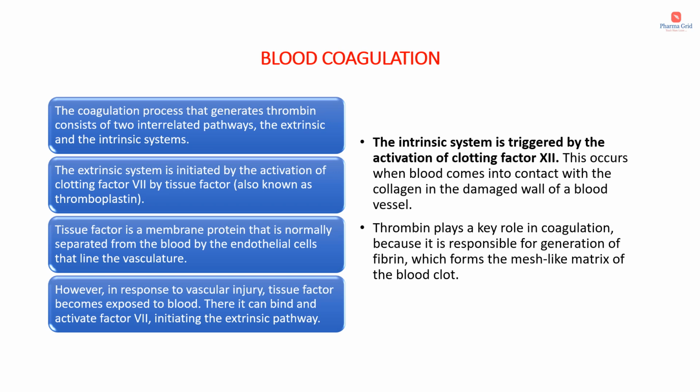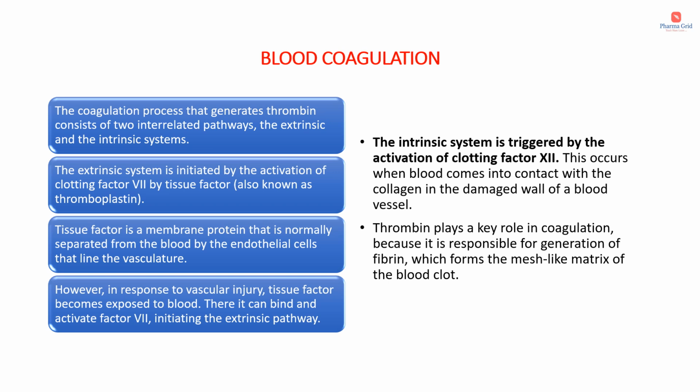Tissue factor is also known as thromboplastin. This tissue factor is a membrane protein that is normally separated from the blood by the endothelial cells that line the vasculature. However, in response to vascular injury, tissue factor becomes exposed to blood. There, it can bind and activate factor 7, initiating the extrinsic pathway. So this is how the extrinsic pathway is initiated.